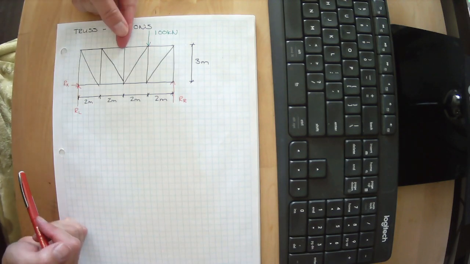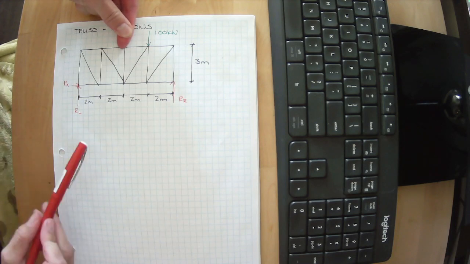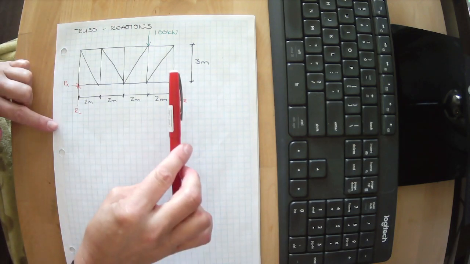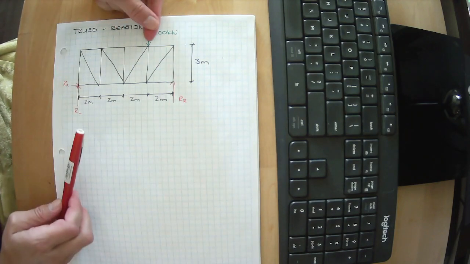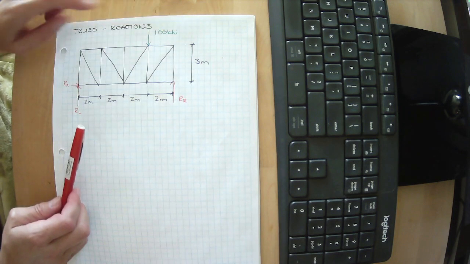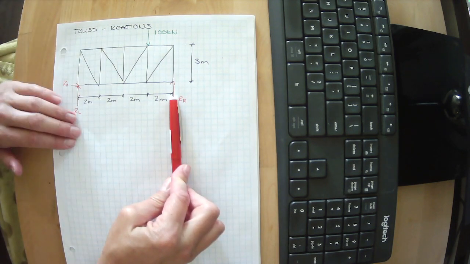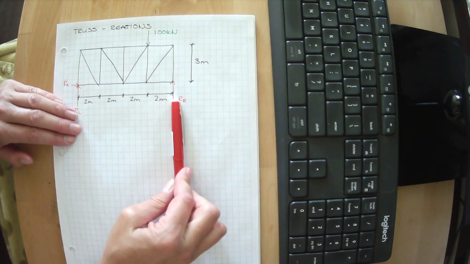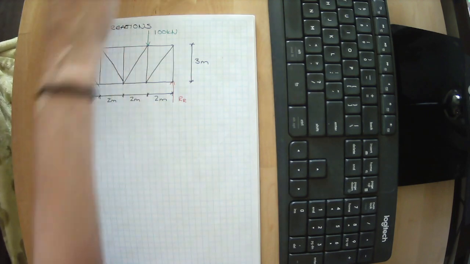If I had 100 kilonewtons in the middle here, we did a few examples last week where we intuitively understood that half of the load would go here and half of the load would go here. If my 100 kilonewtons is further this way, do you think reaction right or reaction left will be higher? I think intuitively you understand that reaction right will be higher.